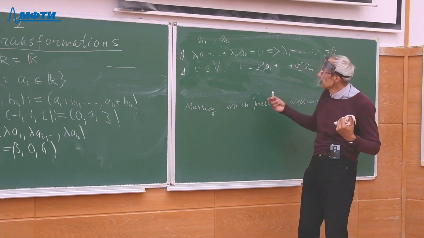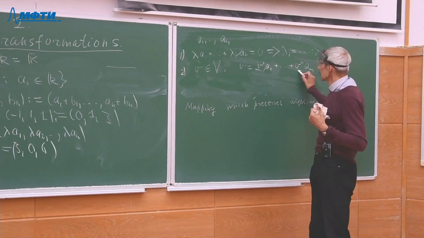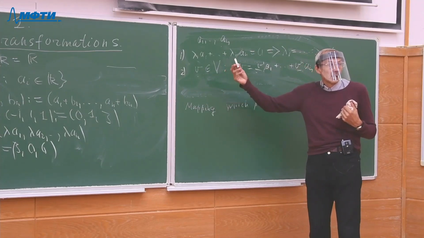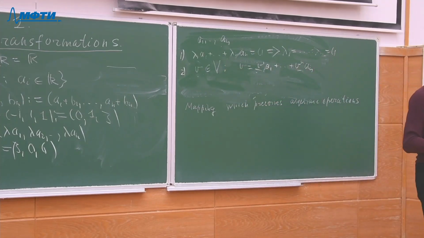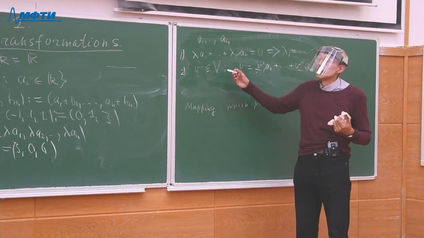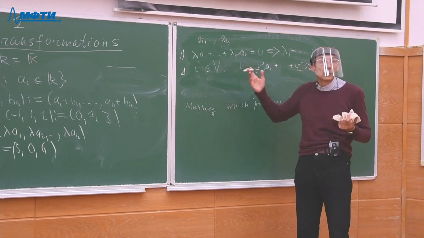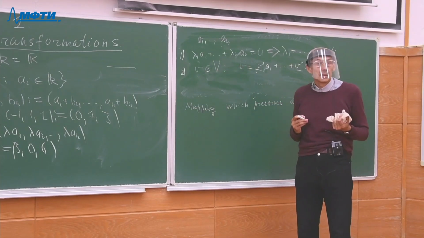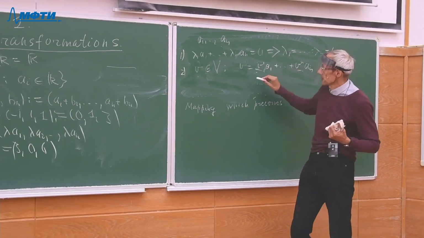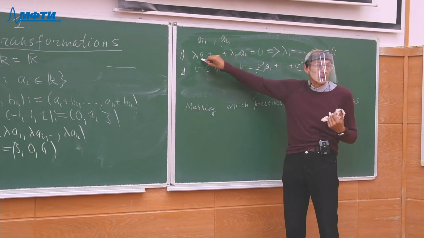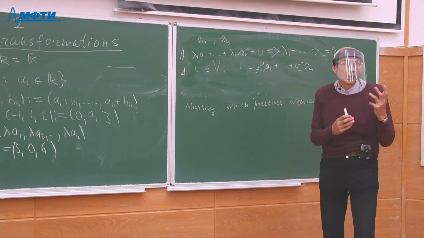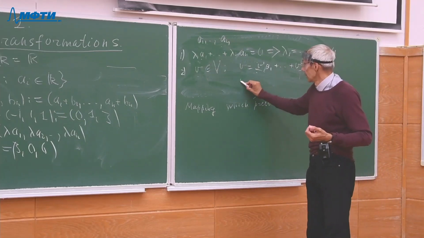How to deduce uniqueness of these coefficients from linear independence? Maybe you can explain how to deduce uniqueness of these coefficients from linear independence. Suppose that we have two such decompositions.